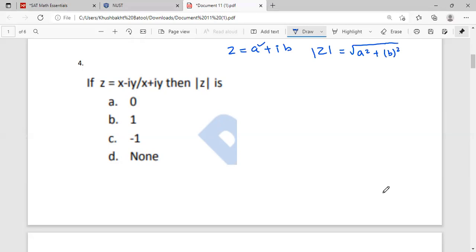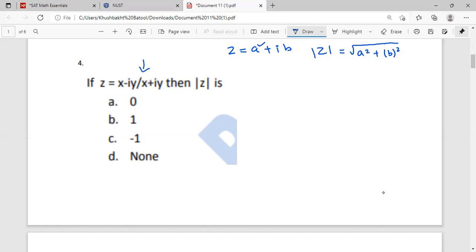So this is how we find the Z mod. In our case, this is a fraction of complex numbers, but we only know how to find Z mod whenever we have one complex number. I mean, it's not a fraction. We do not have any other complex number in the denominator. So first we need to work on this, okay?